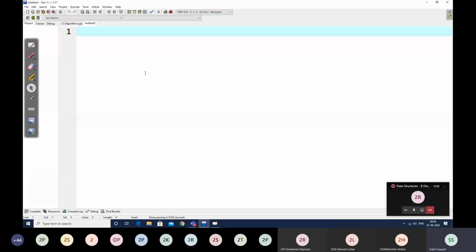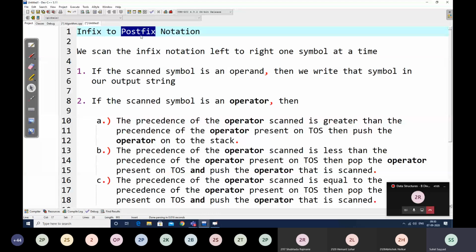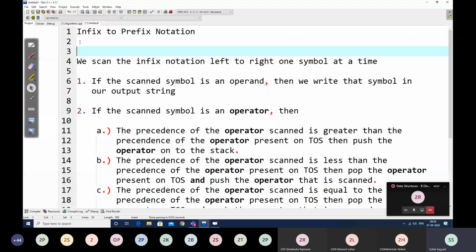What is the algorithm that we are discussing now? We are discussing infix to prefix. Okay. So here also we will discuss step by step. Initially we perform reversal of the given input infix notation. What is the first thing that we do? Perform reversal of the given input infix notation.